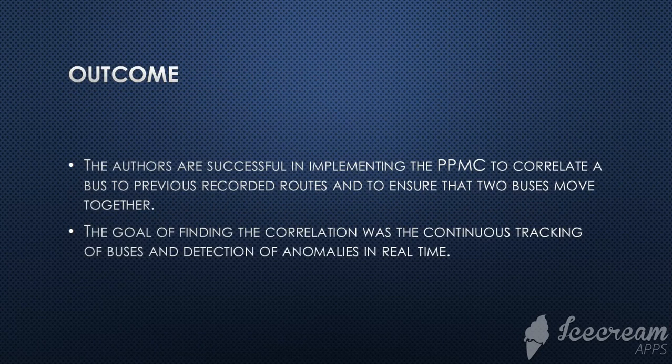The outcome of this was that the authors were successful in implementing the PPMC to correlate a bus to previous recorded routes and to ensure that two buses move together. The goal of finding the correlation was the continuous tracking of buses and detection of anomalies in real time, such as group separation, out of route movements, and extreme traffic delays.